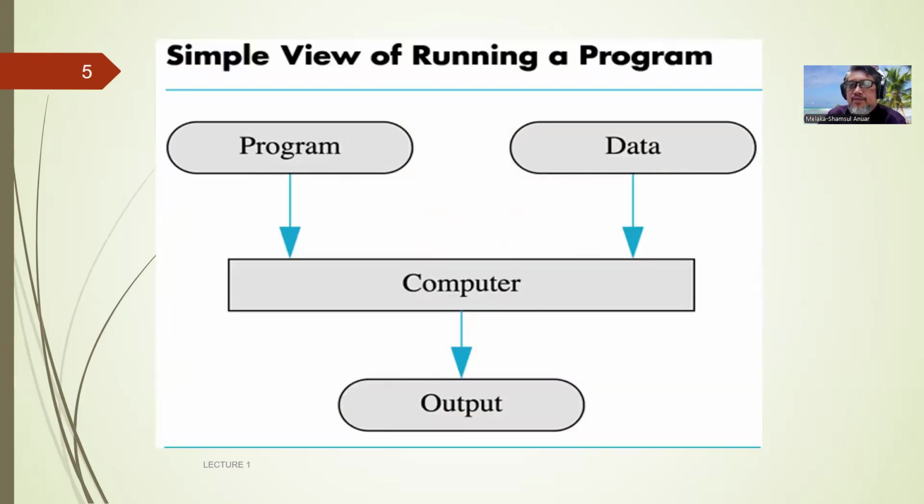So this simple view of running a program is the instruction, and then we have a bunch of data that needs to be processed. So that's why we need the computer to read the data in a certain way, and how the computer reads the data and what to do with the data is done according to the instructions in the program. And then for human users to understand, we need to see the output.